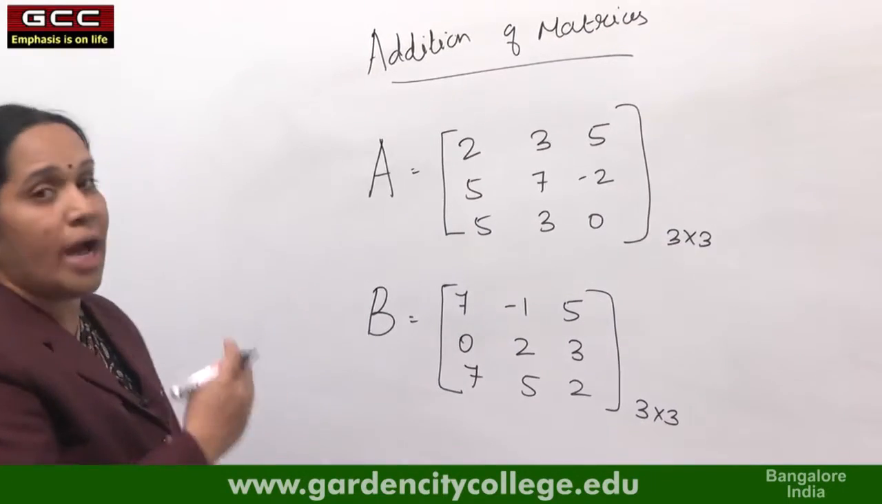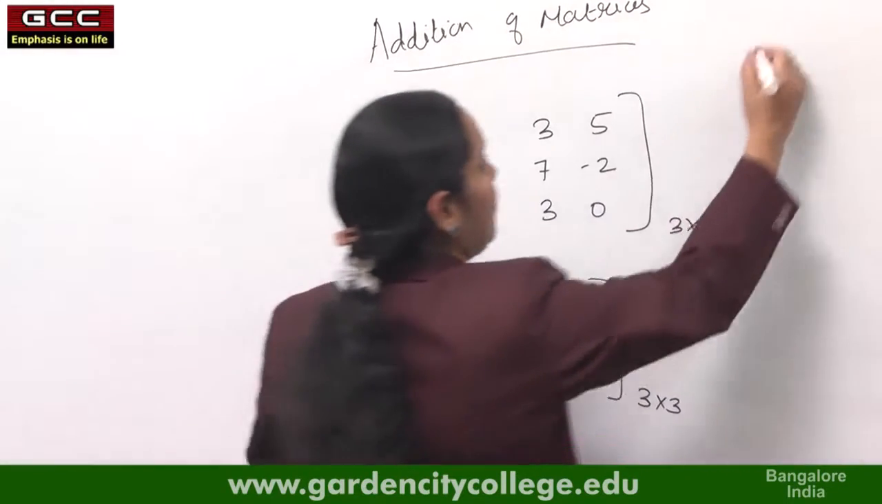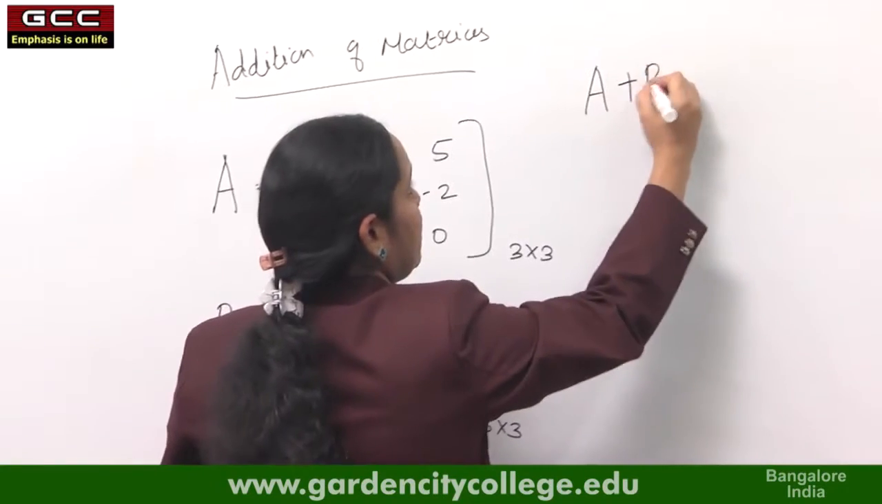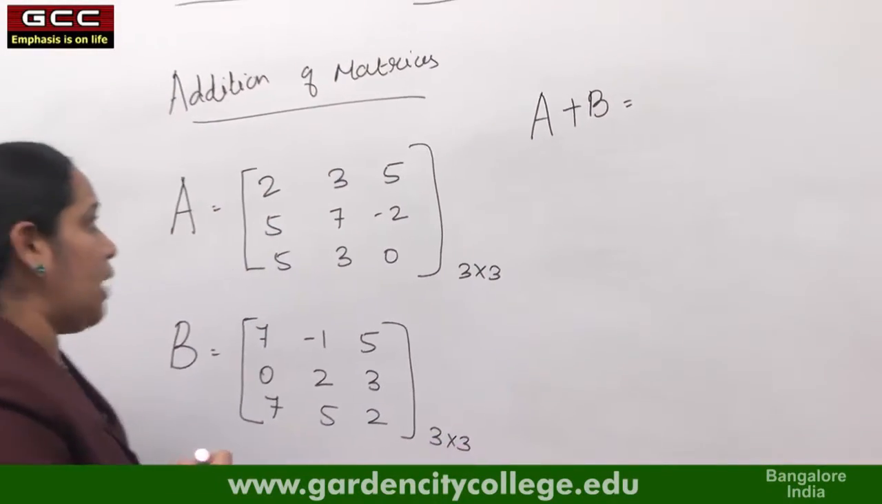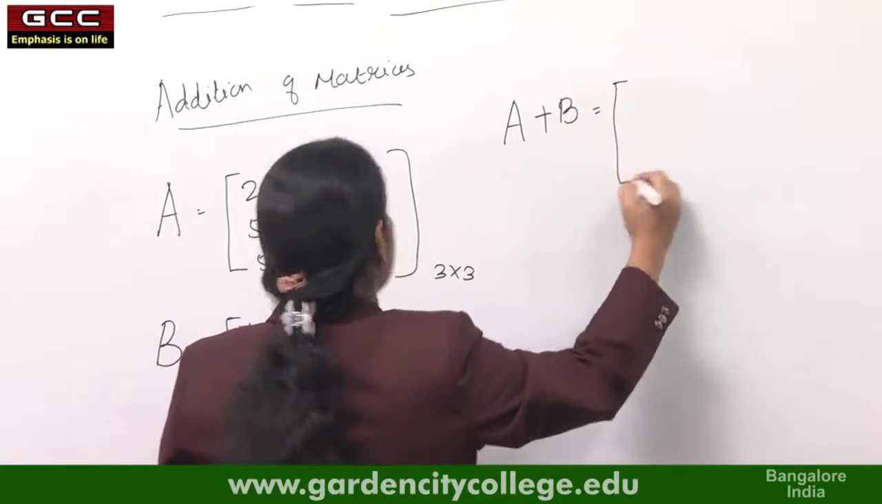Always, when you want to add or subtract two matrices, the matrices should be of the same order. So let us see how to add the matrices. I have a matrix A, I have a matrix B, and I am going to find the addition of A and B, the sum of A and B. Let me write the matrix A here.